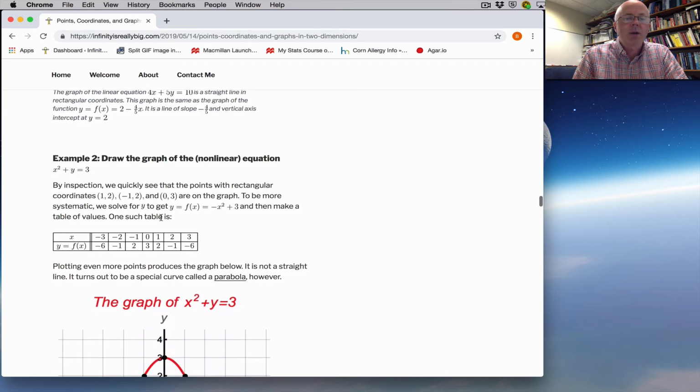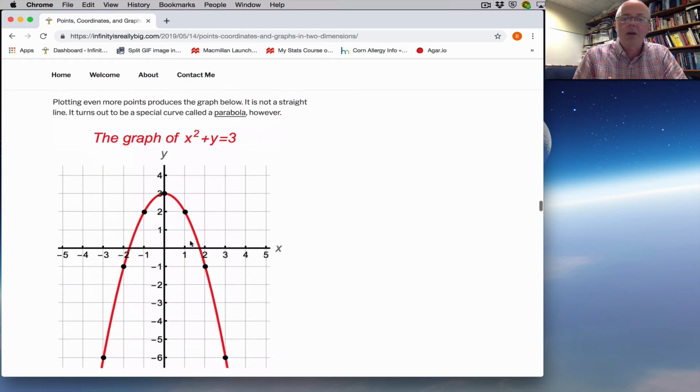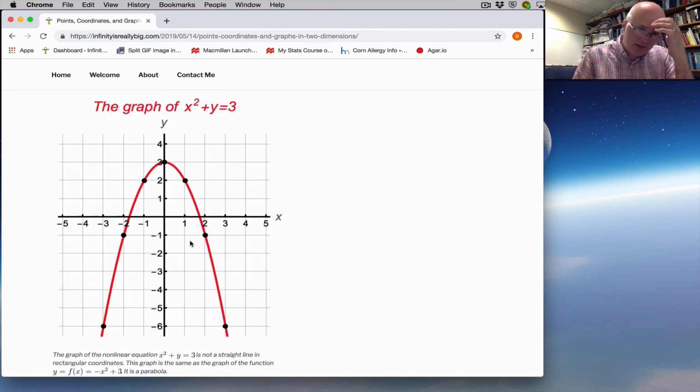How about a nonlinear equation? The nonlinear equation here is x squared plus y equals 3. You can once again solve for y as a function of x, make a table of values, and make a graph. There we go. That's the graph of x squared plus y equals 3, also the graph of the function f of x equals 3 minus x squared. It's not straight, okay? It is a parabola, which is a very special kind of curve like this, but it is nonlinear.